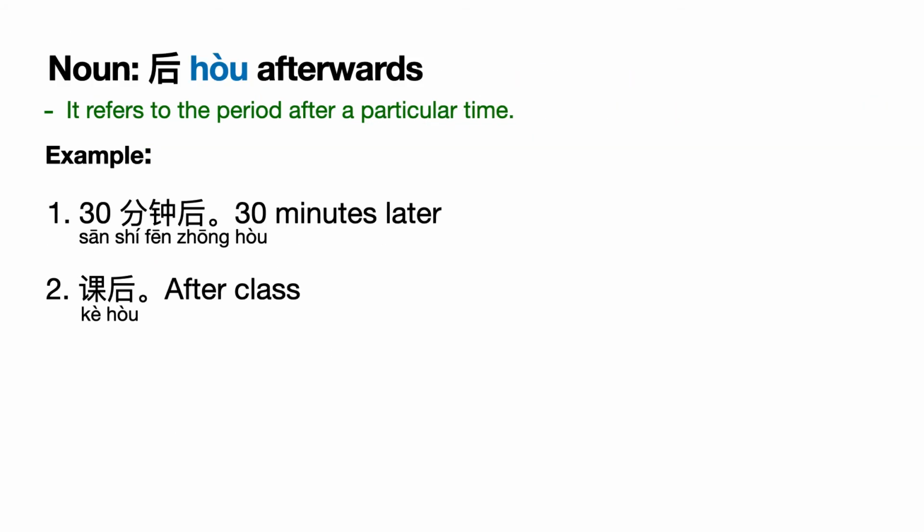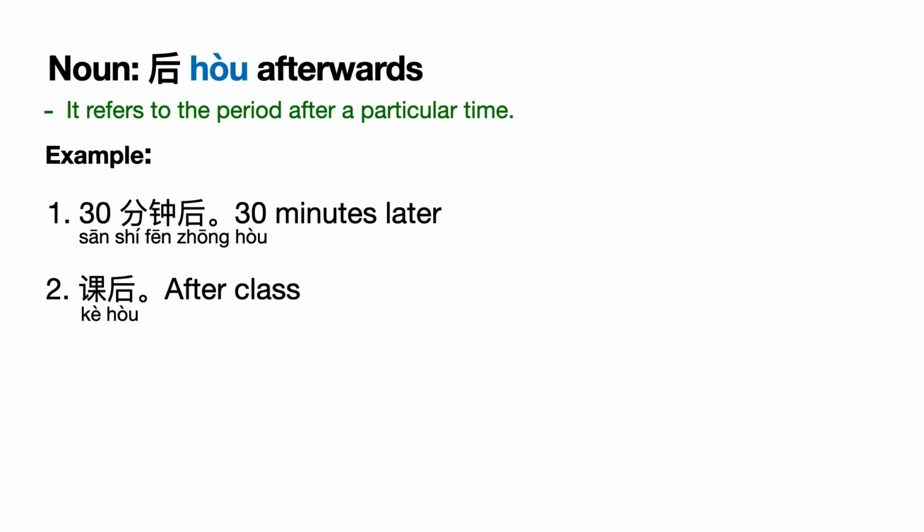Now, let's learn other characters. 后, it is a noun, it means afterwards. It refers to the period after a particular time. For example, 三十分钟后, 30 minutes later. It indicates the period after 30 minutes. Or 课后, after class.